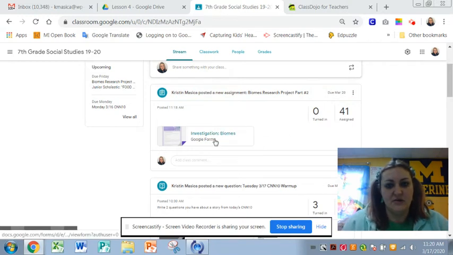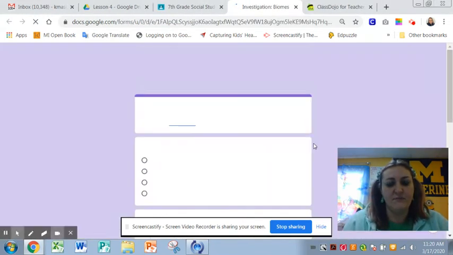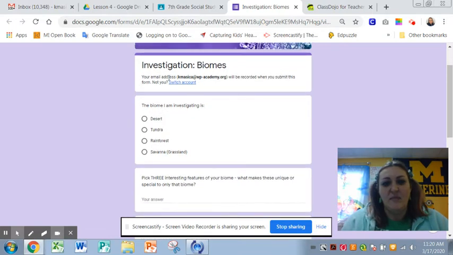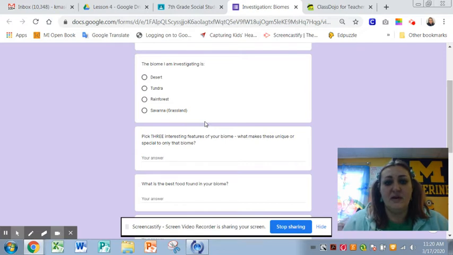You're going to click on Investigation Biomes, and it's going to bring you here. I chose a snowflake just because of the tundra. The biome I'm investigating is one of these 4 things. I know you already voted, but for those people who haven't, they can answer it here. Pick 3 interesting features of your biome. What makes these unique or special to only that biome?